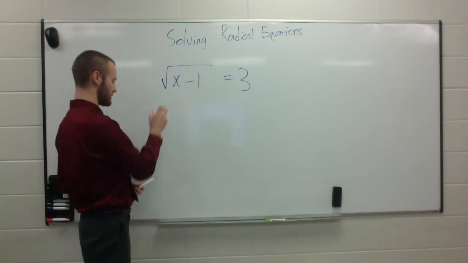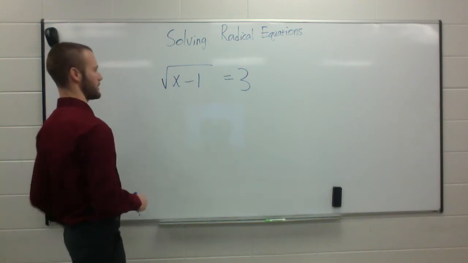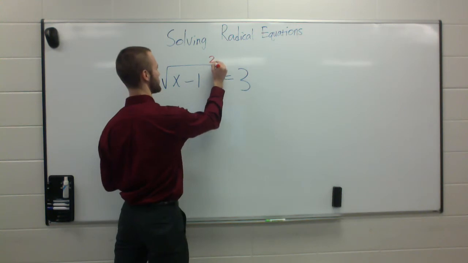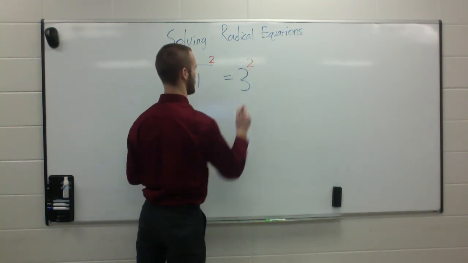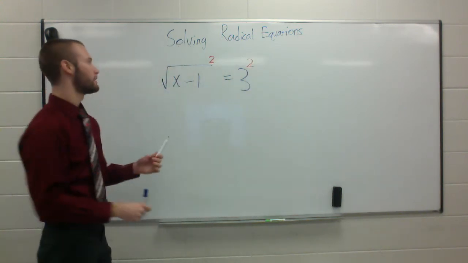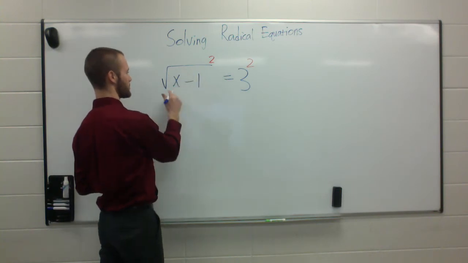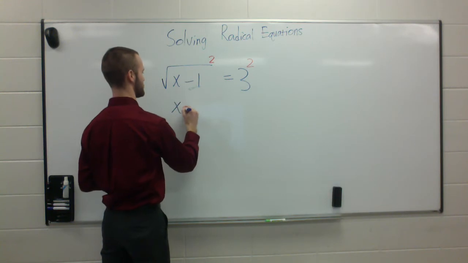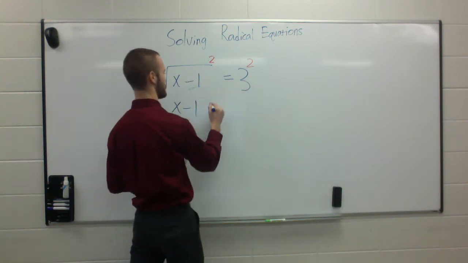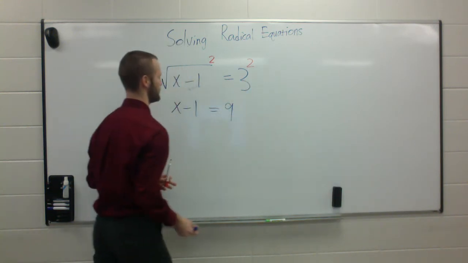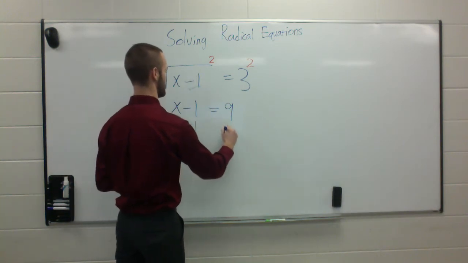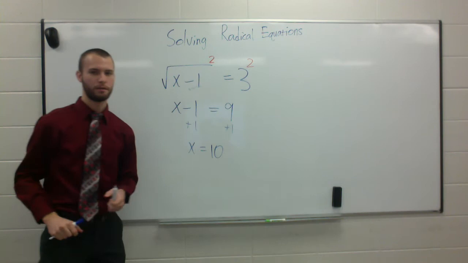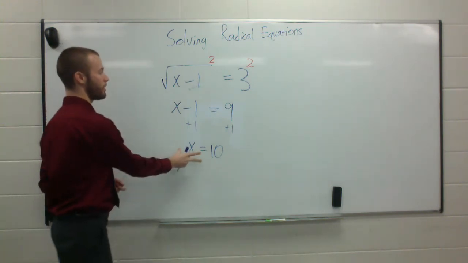So what's the opposite of a square root? And of course, I'm going to square both sides. So if I square the entire radical, and I square the right side of the equation, if I square a square root, I'm just left with what's inside. So I'm going to have x minus 1, and 3 squared is 9. Then I add 1 to both sides, and x equals 10. So this first one, obviously very easy.